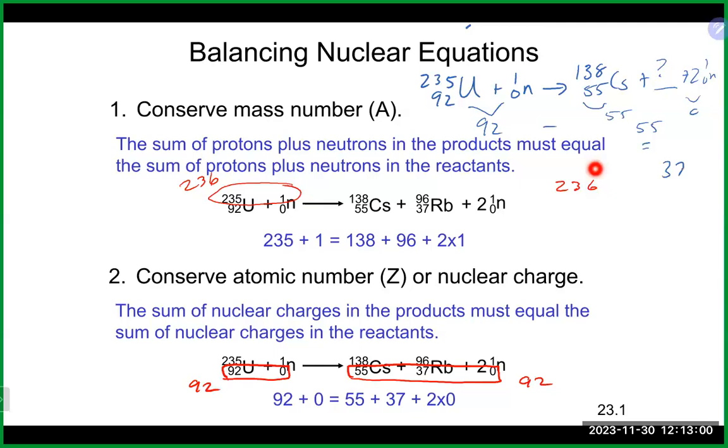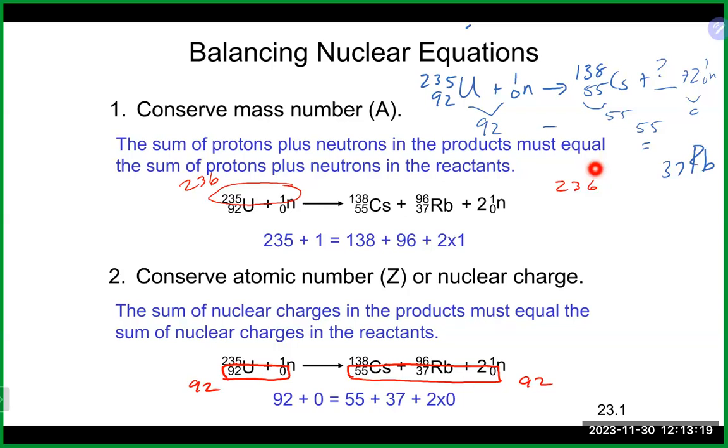All we have to do then is go to the periodic table and find number 37 that's up there, and we'll see it is Rb. So that's usually when you're trying to balance these things and something's missing. That's where you want to start: atomic number, use the periodic table. The periodic table is your friend when you're balancing these types of equations.